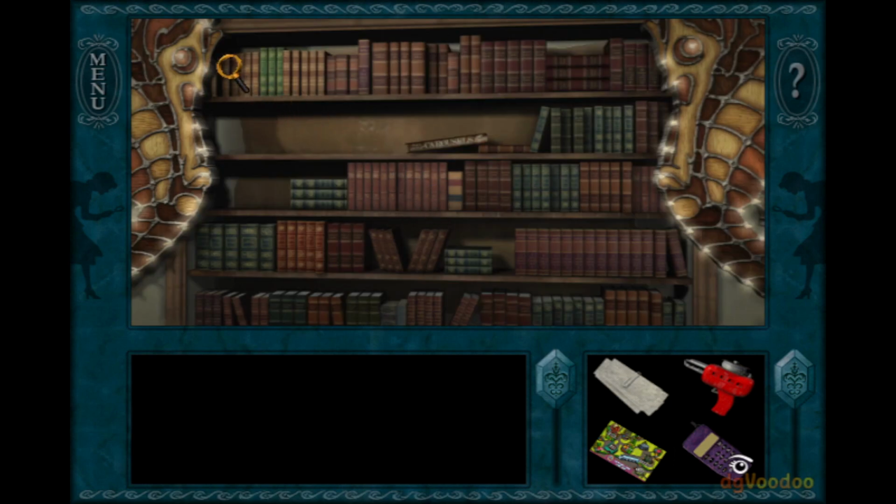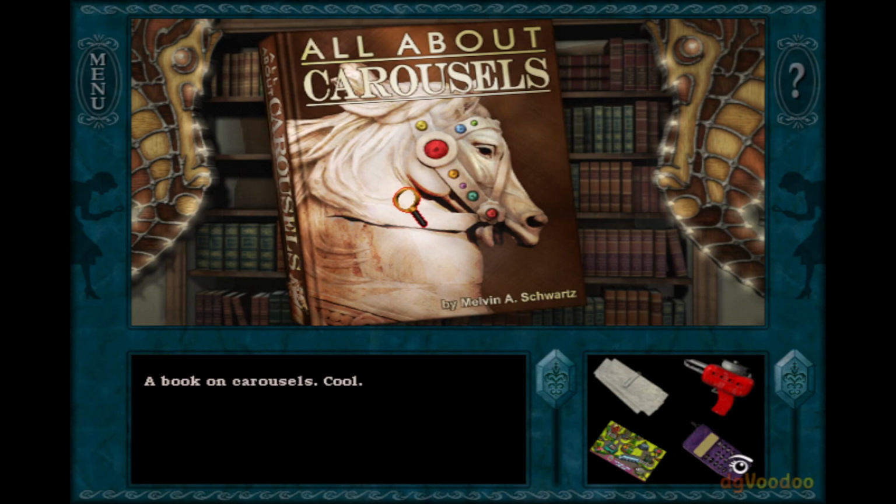Books. Mind if I look at this? No, go right ahead. A book on carousels. Cool.